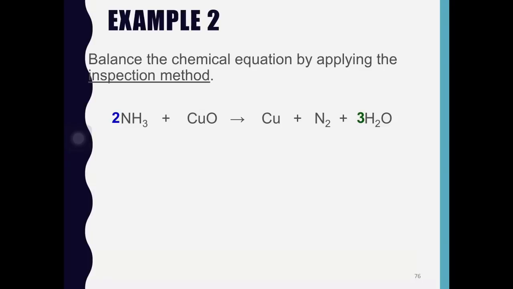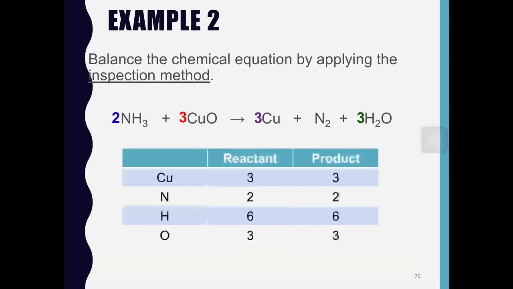Next, the oxygen atoms. So on the right side, there are 3 oxygen atoms, and on the left side, there is only 1 oxygen atom. So you have to multiply the number of moles of copper oxide by 3, since now the number of copper atoms have changed by 3. So you have to do the same thing for copper atom on the right side. Now let's double check all the atoms in this equation. So we can see that the number of copper, nitrogen, hydrogen and oxygen atoms on both sides is equal now.